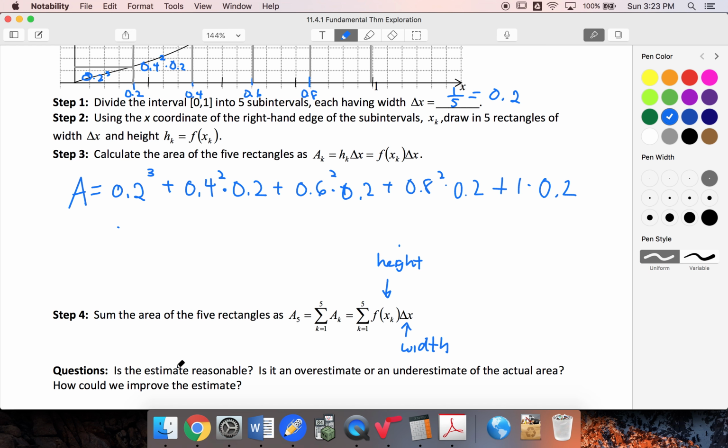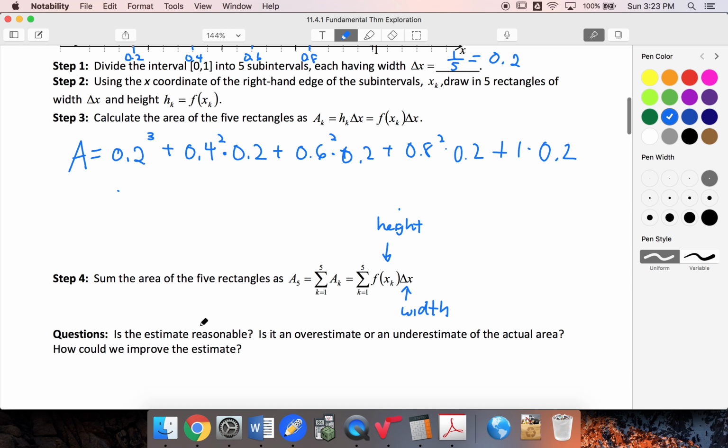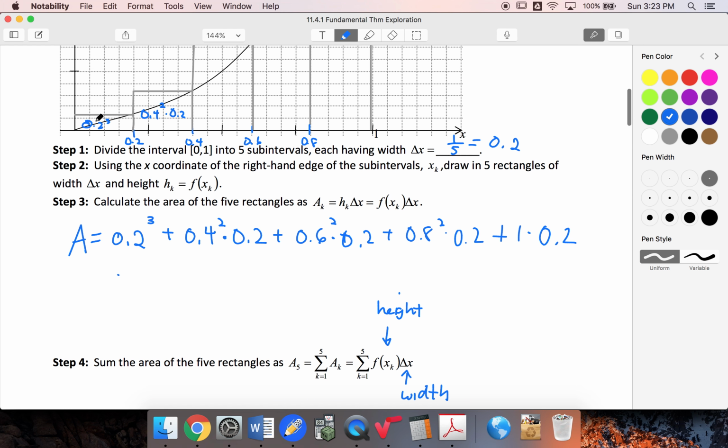We can see that our estimate is not really reasonable. It's definitely an overestimate because I've got all of this excess space here that I've included in my area, but is not actually under the curve.